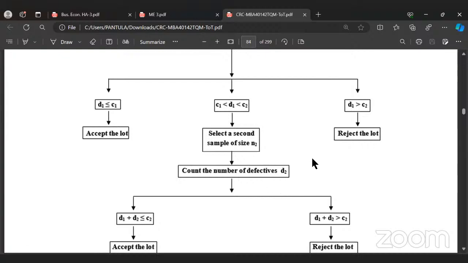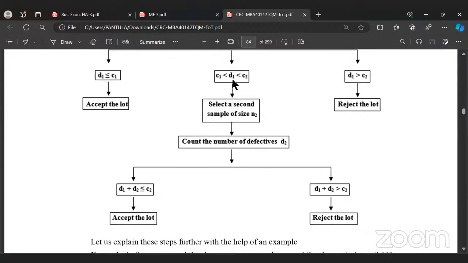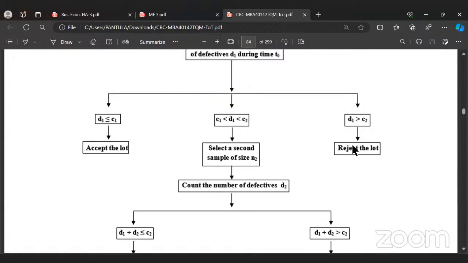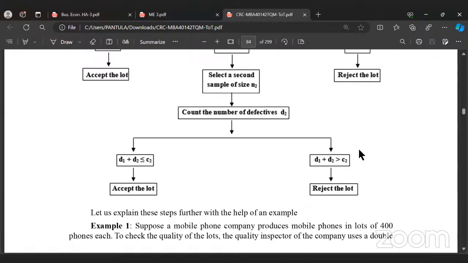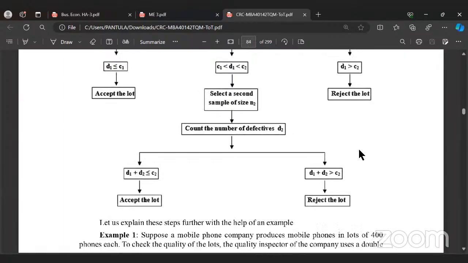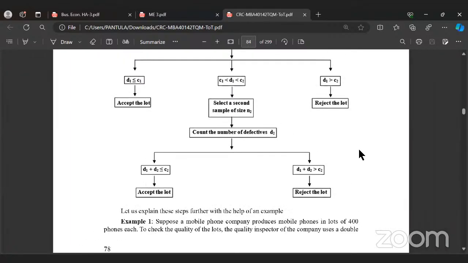So here defective D2 comes into the picture. Again, we count D1 plus D2, and if the count is less than or equal to C2, accept the lot. If the count is greater than C2, we reject the lot. And finally, if D1 is greater than C2, we reject the lot. So this is a simple manner for better understanding. You can see it here in pictorial manner, the relationship between D1 and C1.